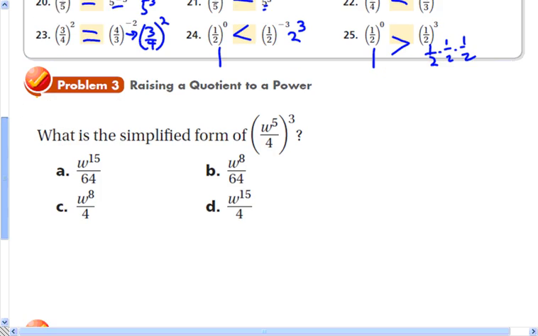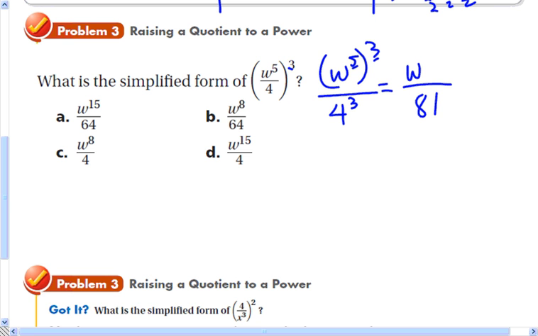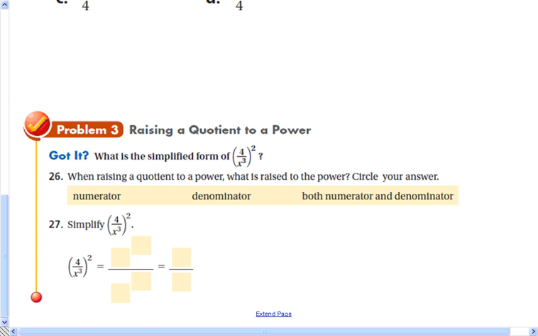All right. Which of these is simplified form? Now remember, the numerator and the denominator have to be raised to that power, so we're going to have to do this, and this to the third. Well, 4 to the third, that's 64. And then we're going to use our power to power property there. We're going to multiply those exponents. And so we're going to pick that one right there, letter A. All right, I'll pause so you can try that.